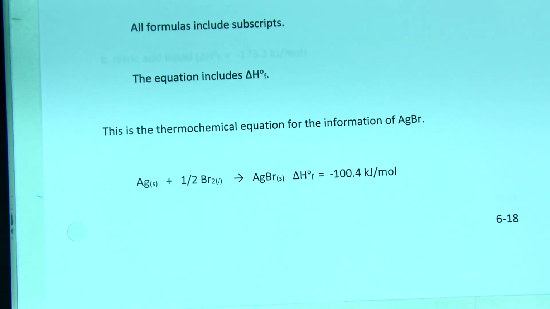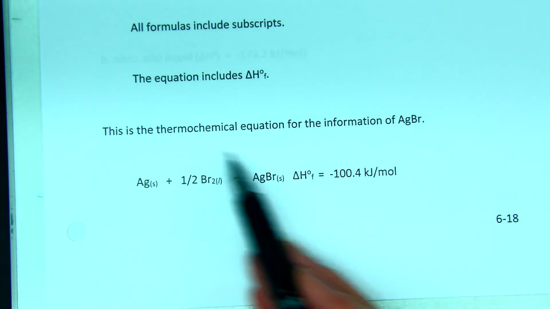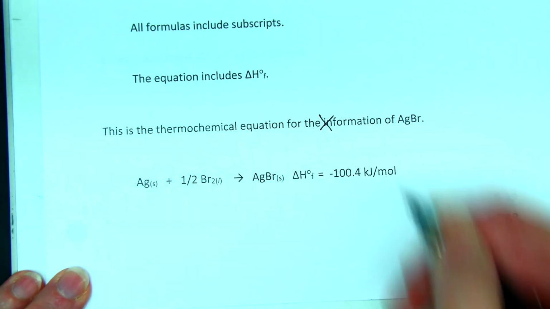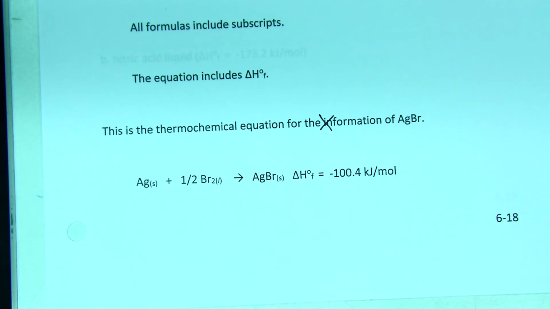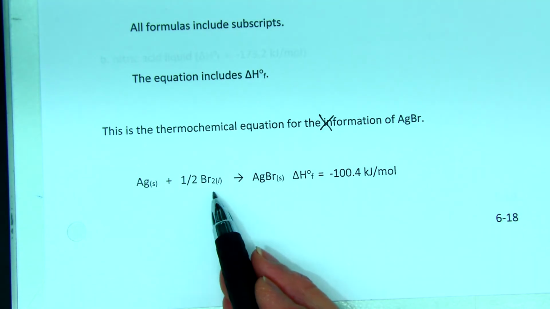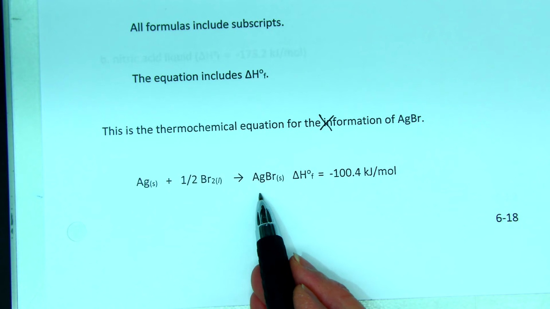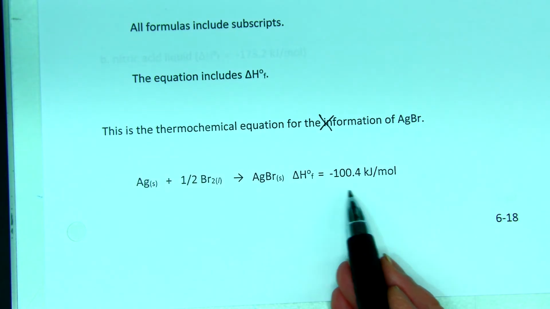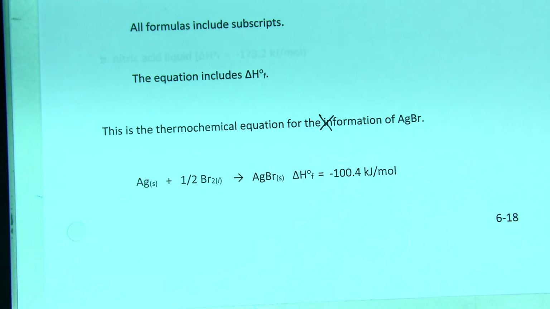So here's an example of a thermochemical equation for the formation, not the information, just the formation of silver bromide. So silver solid plus 1/2 bromine liquid makes 1 mole only of silver bromide solid. Delta H0 sub F is negative 100.4 kilojoules per mole. So that's what one looks like.